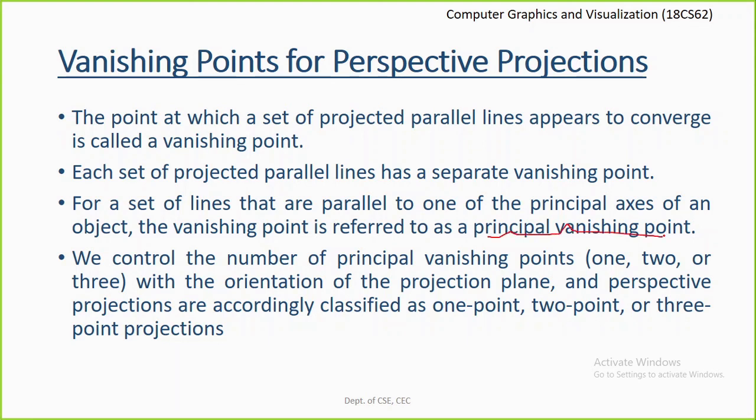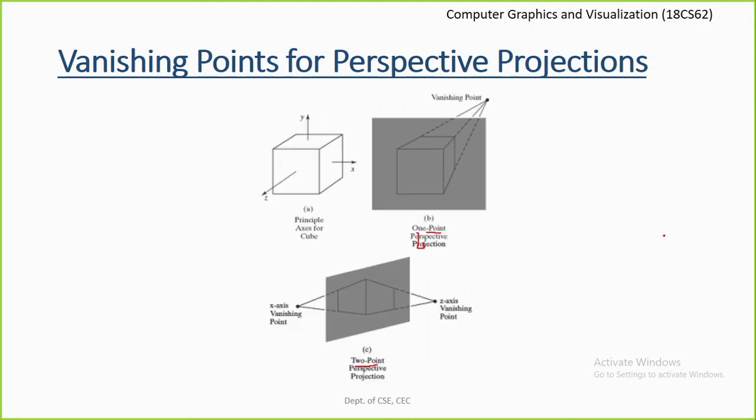Just remember these definitions. So what is a vanishing point and what do we mean by principal vanishing point? Depending upon the perspective you have selected, depending upon the position of the vanishing point, you are going to get the corresponding views for a given object. In this case, we have taken a cube and looked at the views of the cube with respect to 1 point perspective and 2 point perspectives, right?